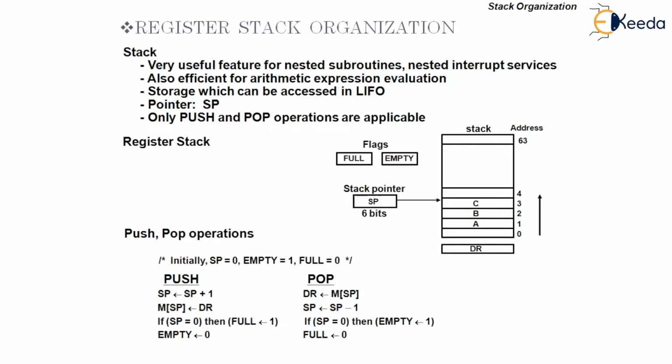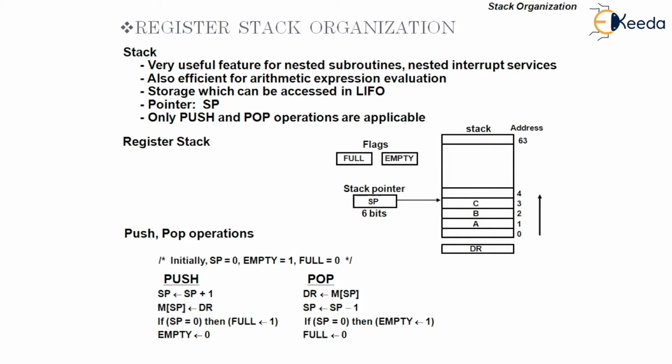The registers within a computer system can be organized in three different ways. As a designer, you can choose one of those organizations. The first one is single accumulator organization, the second one is general register organization, and the third one is the stack organization. When it comes to the single accumulator organization, we have only one general purpose register, that is the accumulator.